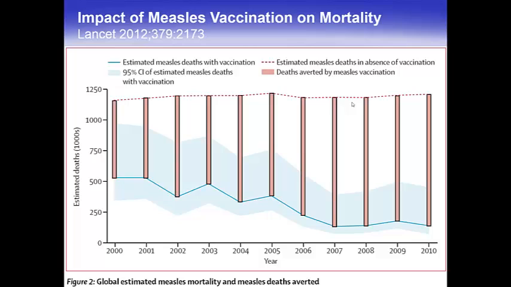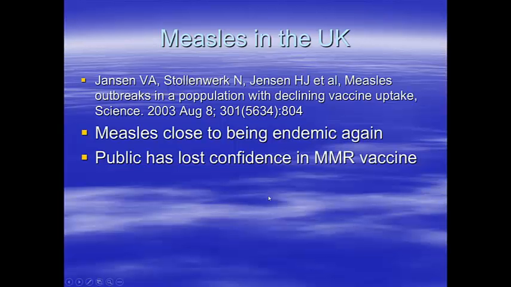Again, globally, you can see the estimated cases of measles that are prevented by a vaccine, illustrated by these pink bars. So in the blue line here is the real measured measles cases as reported or as estimated in this Lancet 2012 population. And here's what it would be if there wasn't any vaccine. So the pink bars represent the difference, the number of cases averted by vaccination.